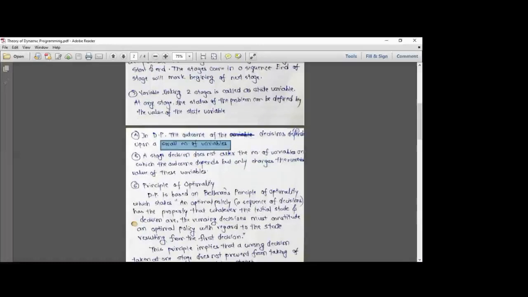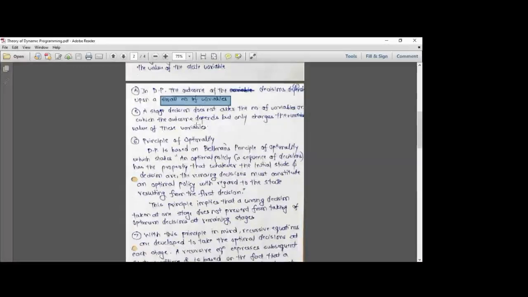Your state variables are a small number of variables on which the decision will depend. A stage decision does not alter the number of variables on which the outcome depends, but only changes the numerical value of these variables. So this is very, very important, right? At every stage, the variables are going to remain the same. Only the numerical values of these variables are going to change.